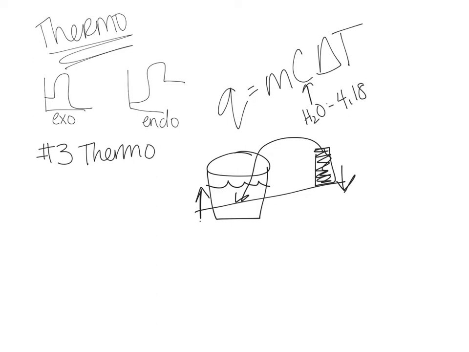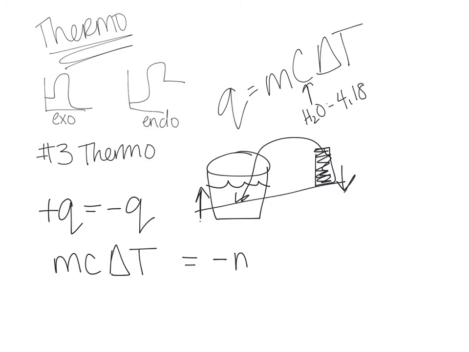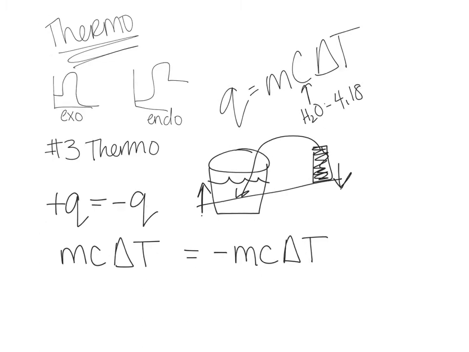It's going off the idea that I told you guys: whatever heat is gained comes from whatever heat was lost. So what you're going to end up having is MCΔT for whoever gained it set equal to negative MCΔT for whoever lost it. Okay? It's not as bad as it looks, I promise.